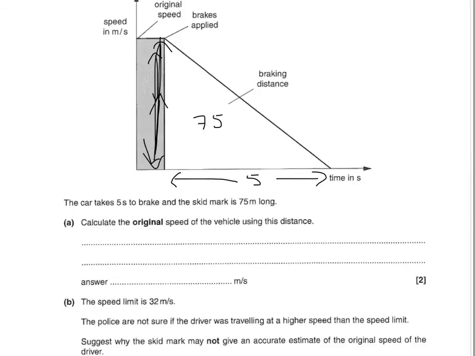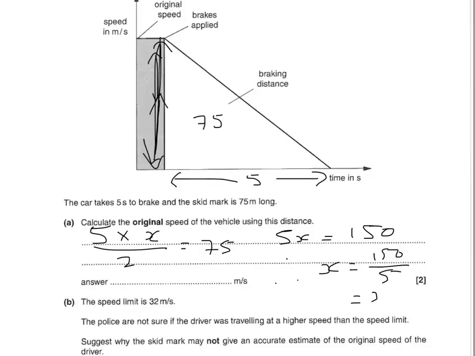So we know to work out the area of a triangle, it's going to be this times this divided by 2. So we know that 5 times x divided by 2 equals 75. So if we rearrange that, we get 5x equals 75 times 2, which is 150. So therefore, x equals 150 divided by 5, which equals 30. So 30 metres per second is your answer.